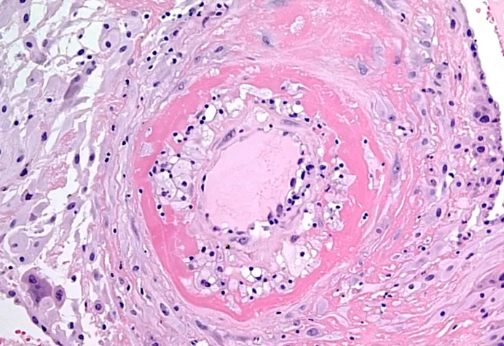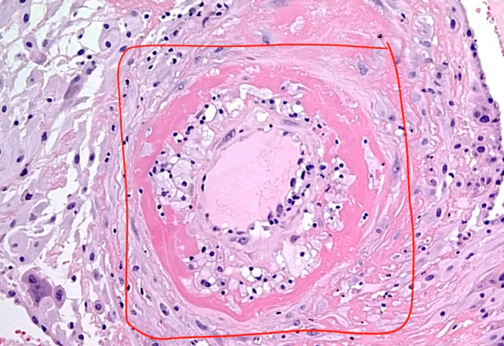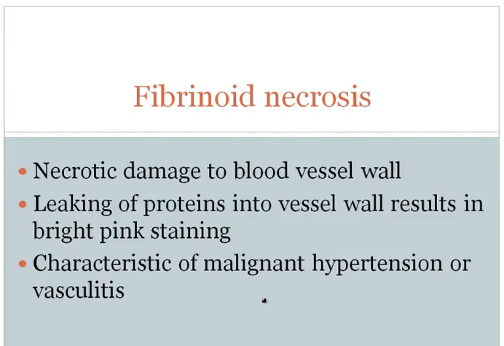This is figure 1.10 in your text, and this is a blood vessel. Highlighted here, I'm outlining it for you. And you can clearly see that there is this bright pink staining to the wall of the blood vessel. This is an example of fibrinoid necrosis. Now let me take you a step back and remind you that this is characteristic of two pathologic processes.